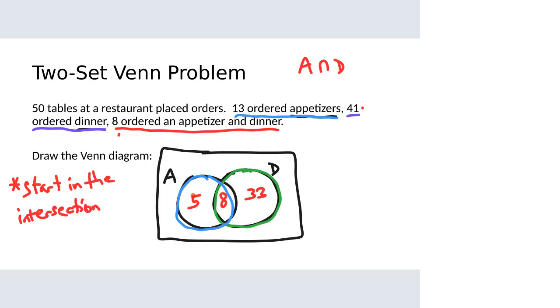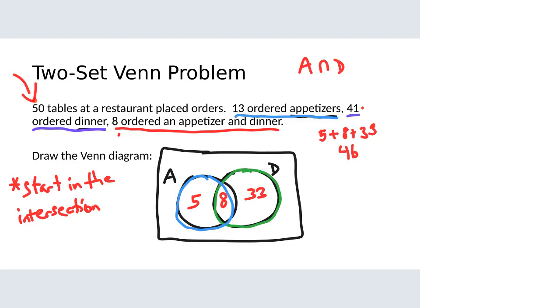Okay, there's one more region. I don't want to forget about what goes out here. We filled in everything in regions 1, 2, and 3. We don't want to forget about region 4. And so far, I have 5 plus 8 plus 33 of the tables on my diagram. 5 plus 8 plus 33, that's 46. Good, Laura. So I have 46 tables accounted for.